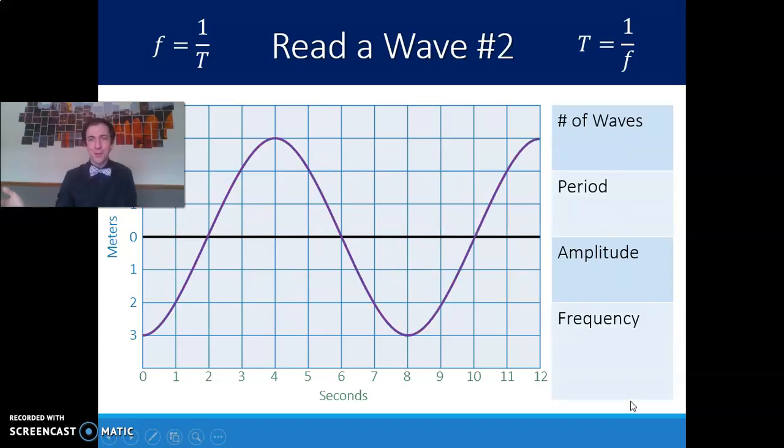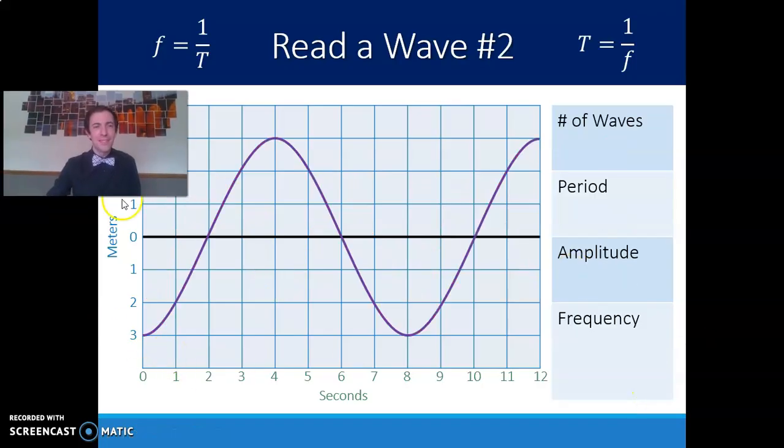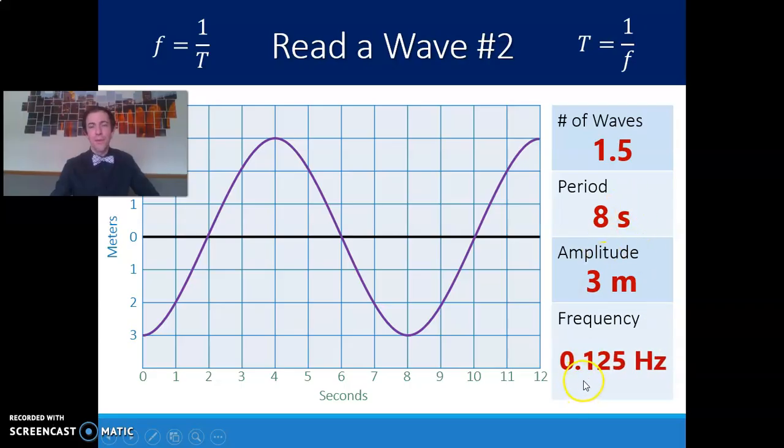With this in mind, just another quick example. The number of waves here goes up and back down. That is 1, and then another half. We get 1.5 waves. The period here, think to yourself what that might be based on this drawing. Period, as you can see, is 0 to 8 for one complete wave, so the period is 8 seconds. The amplitude is 3 meters, and the frequency, 1 divided by 8, is 0.125 hertz. So from that, you should be able to calculate these properties of the wave.